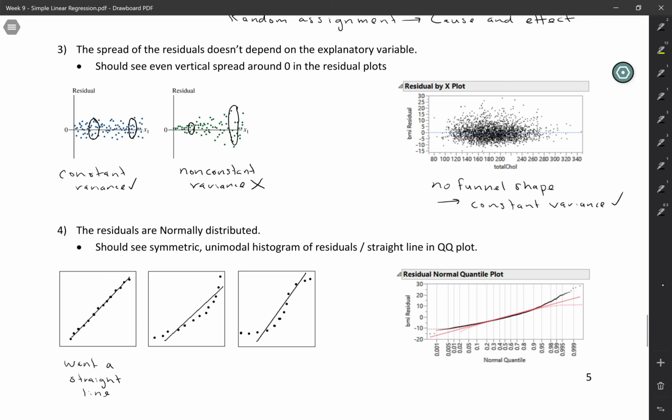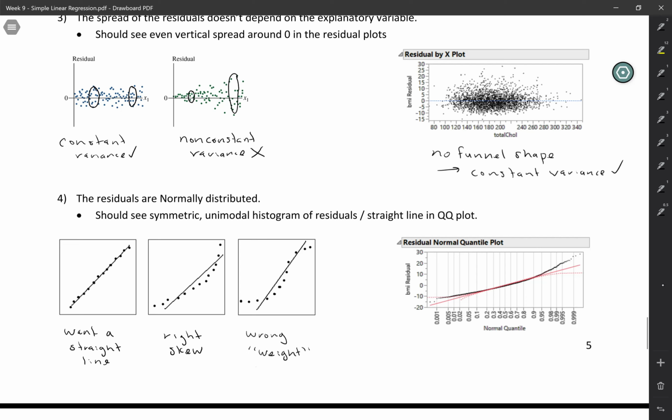But sometimes it won't come up exactly straight. So if you see something like this, where you've got a curve around the line, that would indicate some kind of skew. And specifically this one, where it's dipping below, that would indicate right skew. If you have an S shape or a backwards S shape, this would indicate that you have the wrong weight in the tails. In other words, the amount of extreme values in the residuals is not quite what it should be.